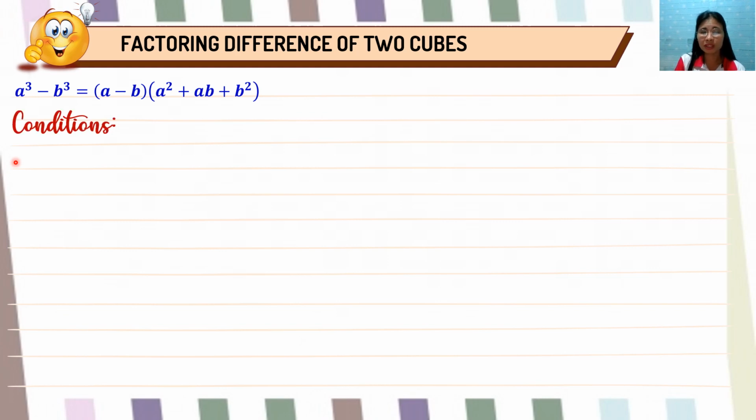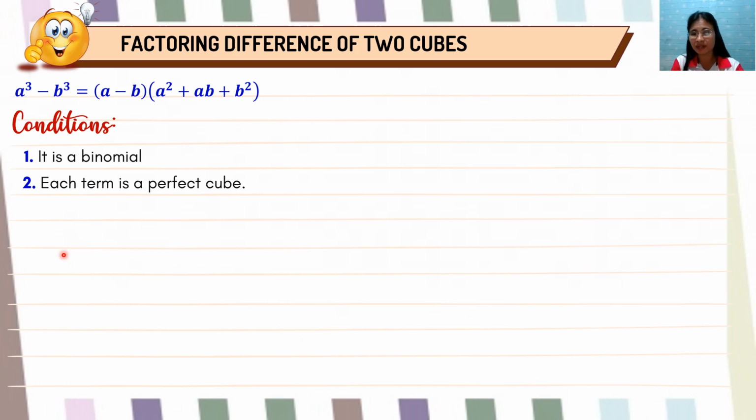How are we going to consider, or when can we say, that the binomial is a difference of two cubes? It is a binomial, each term is a perfect cube, and the operation involved is subtraction. Now let's have an example. Factor x cubed minus 8.